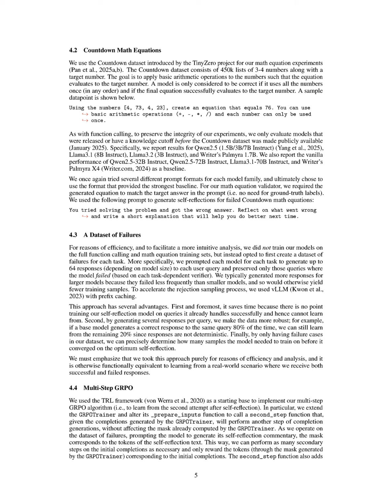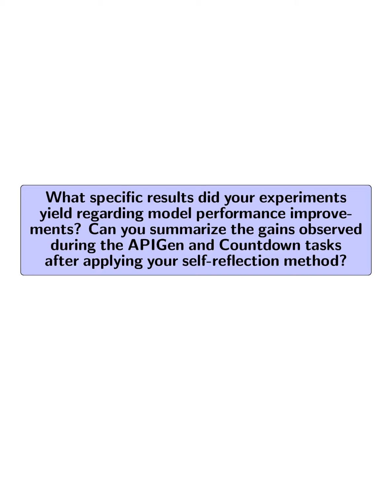What specific results did your experiments yield regarding model performance improvements? Can you summarize the gains observed during the API-Gen and Countdown tasks after applying your self-reflection method?